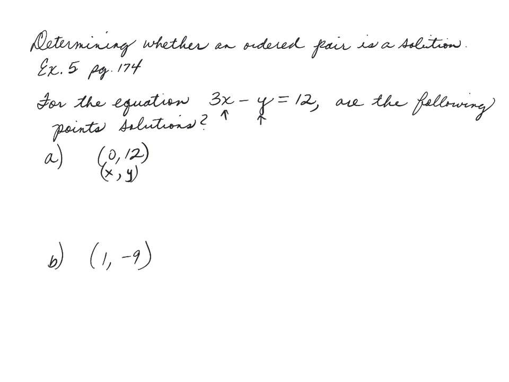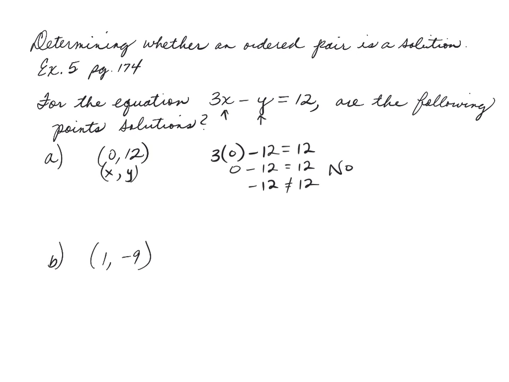So let's try it. 3 times x, but x is 0, minus 12. Does that equal 12? Well, 3 times 0 is 0, minus 12 equals negative 12. Does negative 12 equal 12? No, that's not true. So this point does not satisfy the equation. It's not a solution, which means that point is not on this line. If you were to graph this line, the point 0, 12 would not be on that line.